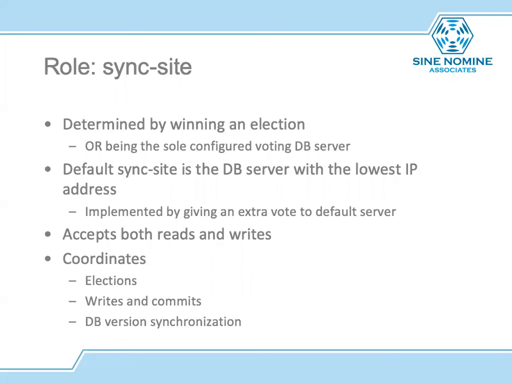So that's how a sync site becomes a sync site, and that's why it can move around. If that site should happen to go down, then another election will be held within a certain period of time by the remaining participants in the quorum, and they will elect a new sync site from amongst themselves. The default sync site then is the DB server with the lowest IP address. It doesn't have to be that, that's just the way it's implemented. You have to have some way to pick somebody that's always going to be unique, that's always going to have an edge in winning the election.